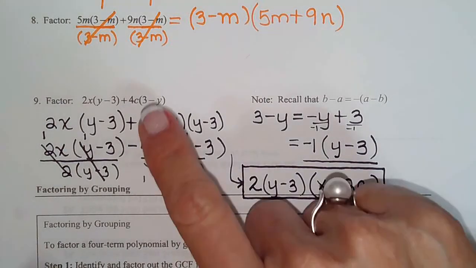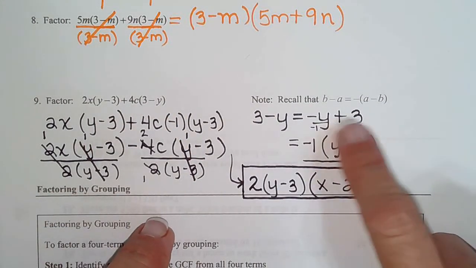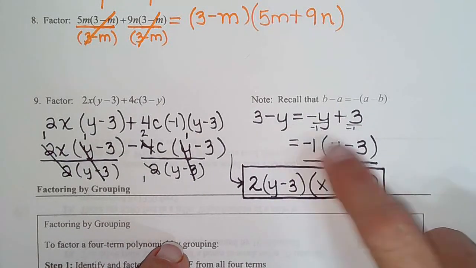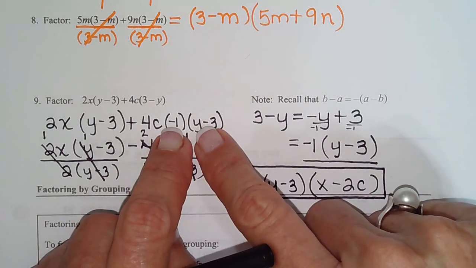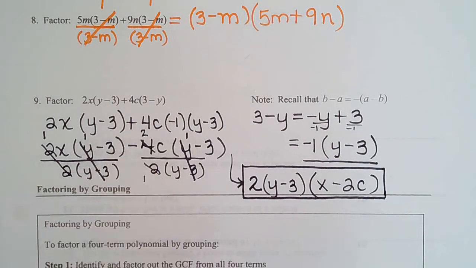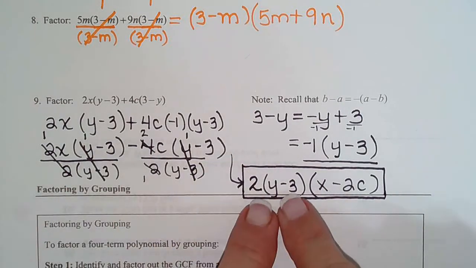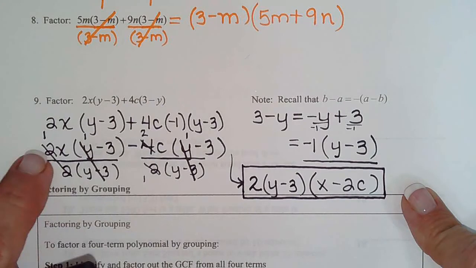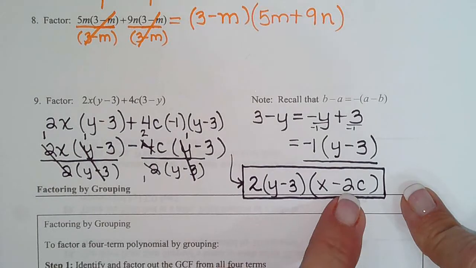So we have to change the order because they're not quite matching. So I put it in the correct order because y's go first, constants go last. Then I saw the negative, took it out. So then I took 3 minus y out and replaced it with what it's equal to. Then I multiplied those two. Then I found the GCF 2 and y minus 3, pulled it out in front. And then I divided each term by the GCF just like we did on these others. And I was left with x minus 2c.